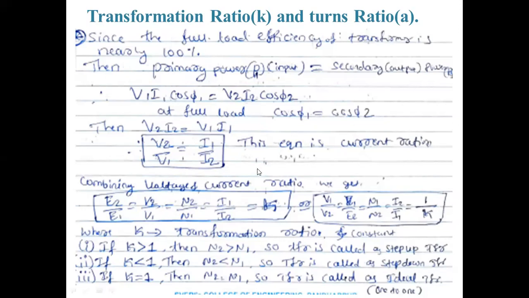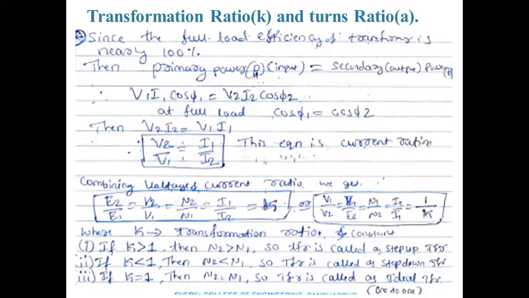Suppose instead of E2 by E1, I want to write E1 by E2. What will it become? V1 by V2. Next, N1 by N2. Next, I2 by I1. Very good. Here it is equal to 1 by K. We can write like this also. So this K is the transformation ratio we are going to consider.